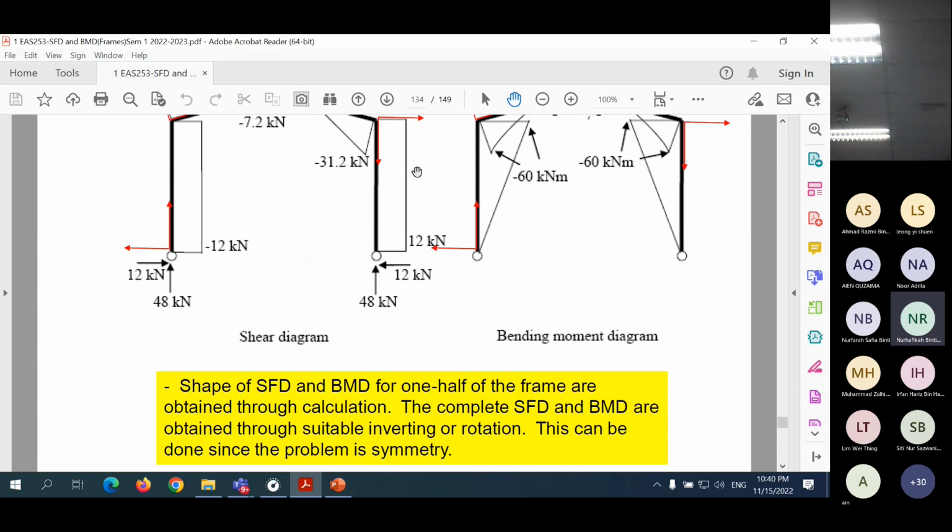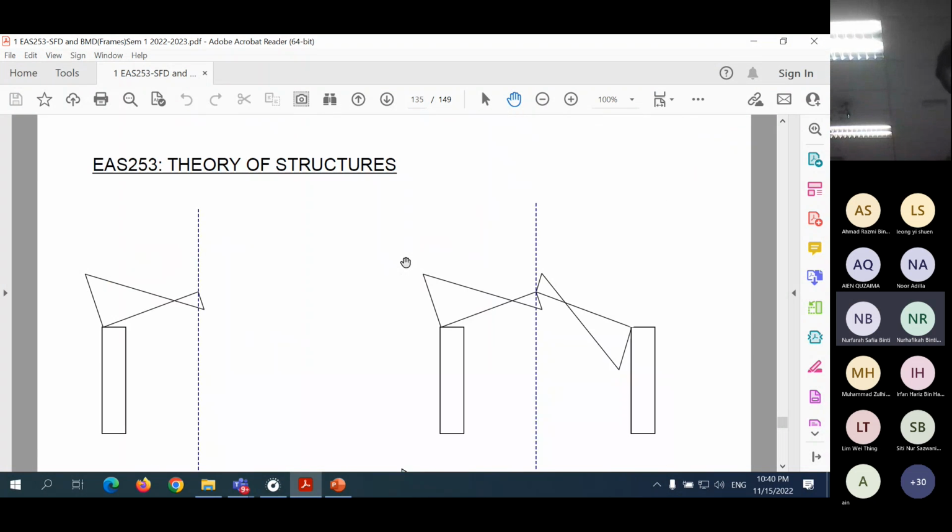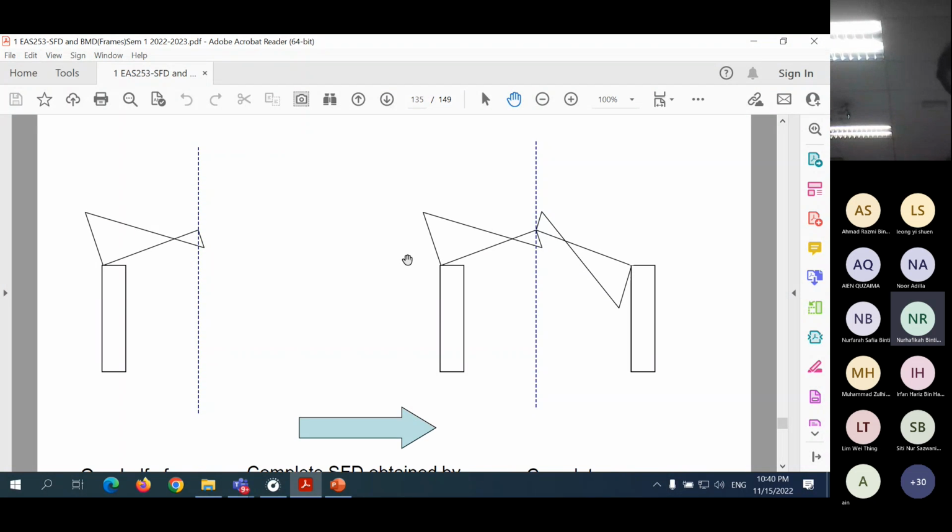Okay. The shapes of the shear force diagram and bending moment diagram for one half of the frame are obtained. We calculate that. And the complete shear force diagram and bending moment diagram are obtained through suitable inverting or rotations. The process of getting the shear force diagram for a symmetrical problem and also the bending moment diagram for a problem which is symmetry. Okay, so this is the process.